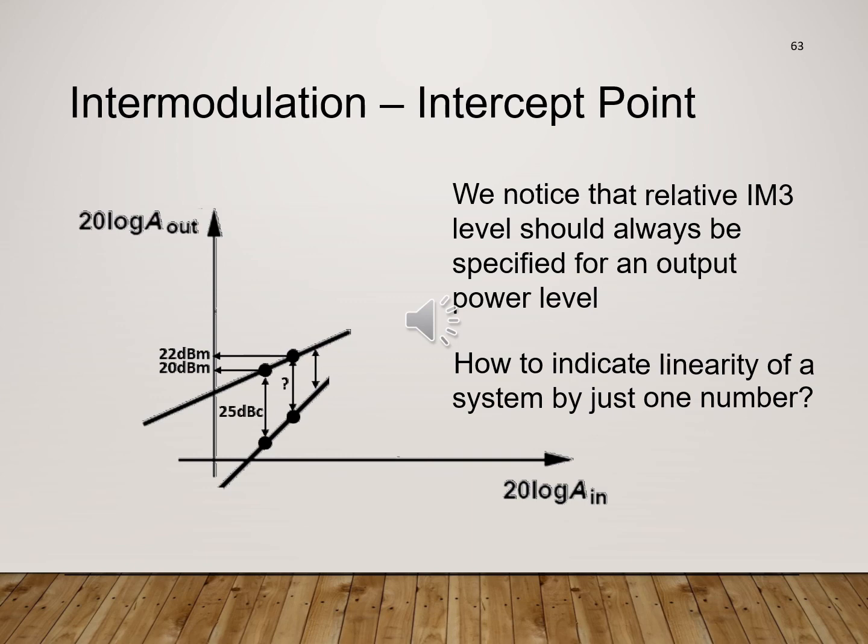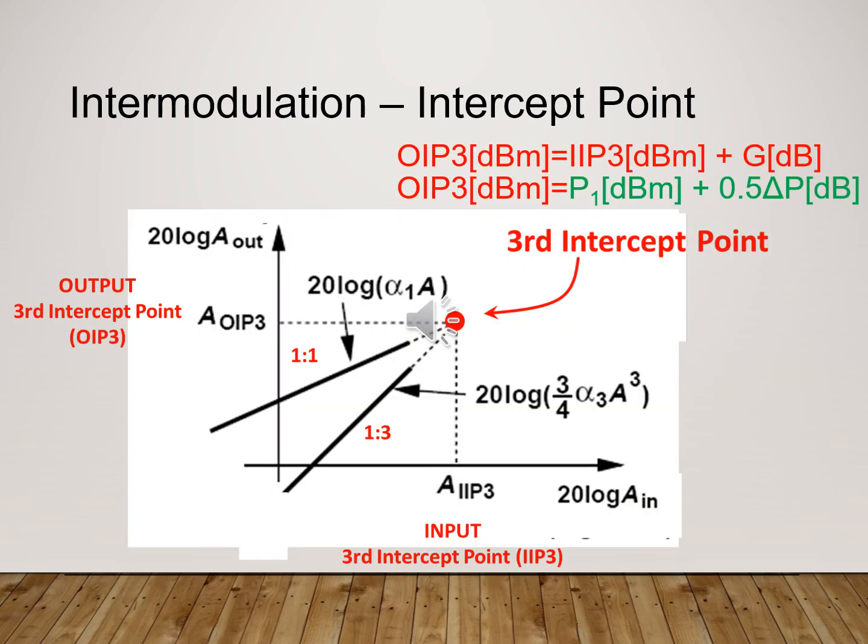So, how do we indicate the linearity of a system by just one number? If we want to measure the linearity of the system by just one number, we have to find what we call the third intercept point. You can find the third intercept point by extending and drawing the projections of the cross point between the two lines you draw on the graph, as you see in the graphs on the slides.